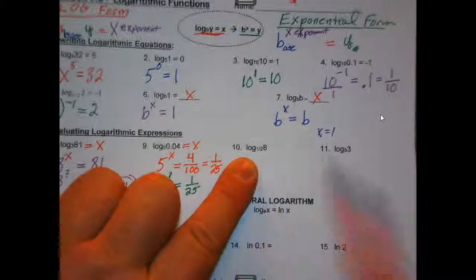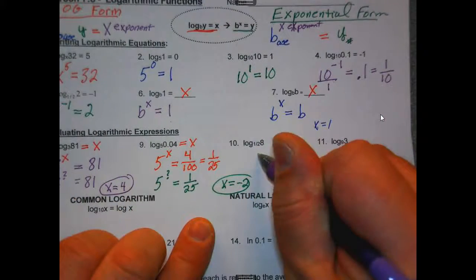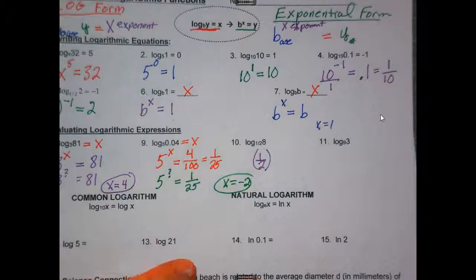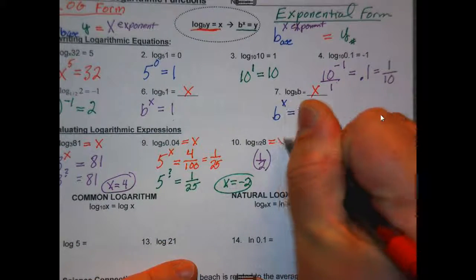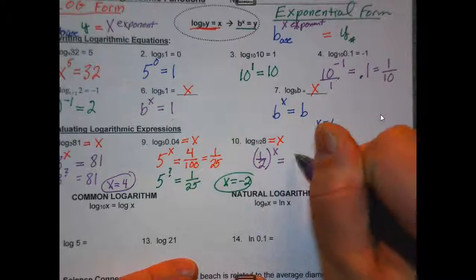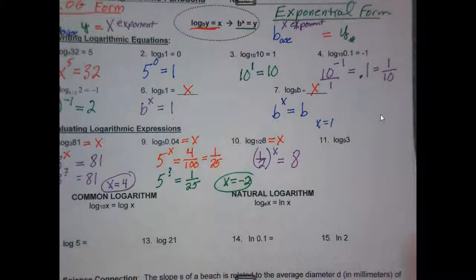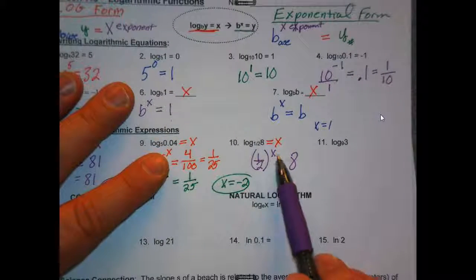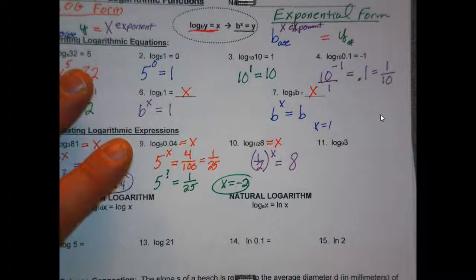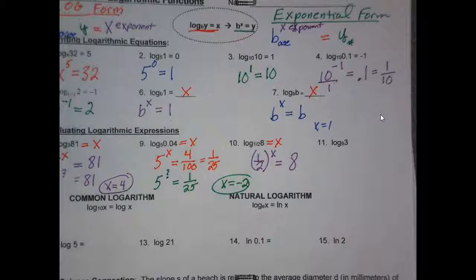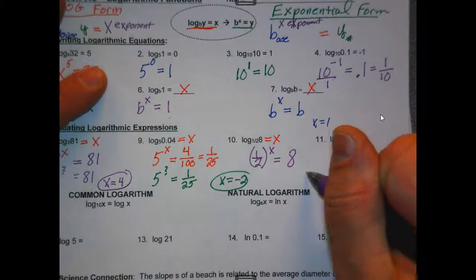What's my base? What's my exponent? And what's my y? Okay, let's ignore the fraction for now. 2 to the what is going to give me 8? Third, 3. 2 times 2 times 2. Okay, so my x has to be 3.